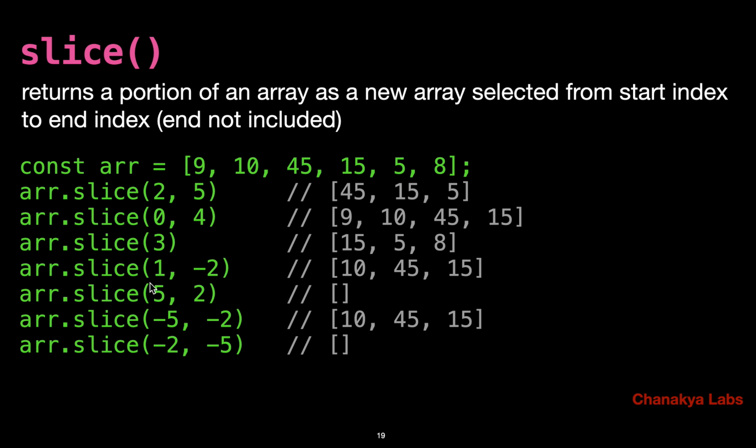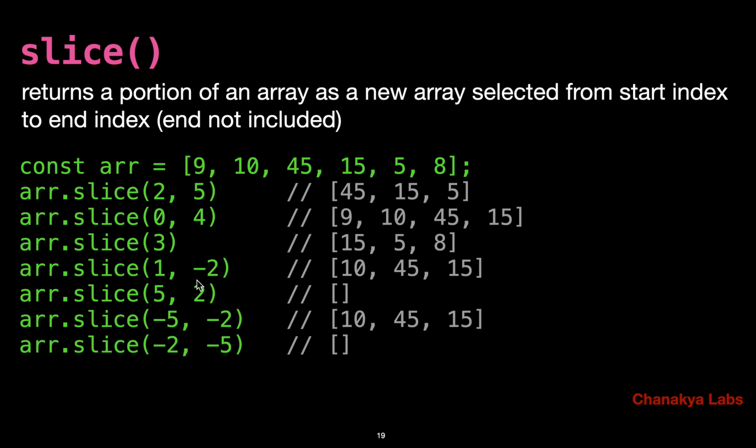Then if I say something like 1 to -2, what does it mean? I have to start from index 1, so from 10 I am starting, and I have to end before -2. So -1 is this, -2 is this, and before that is this thing. So I will start with 10 but finish at 15 only. So 10 50 45 and 15. If you do that arithmetic, the -1 arithmetic, I think that works out here.